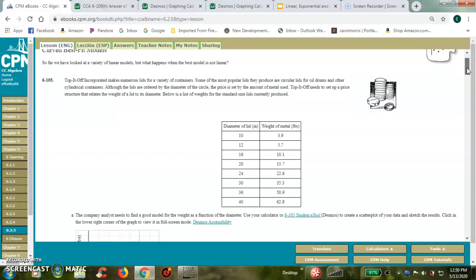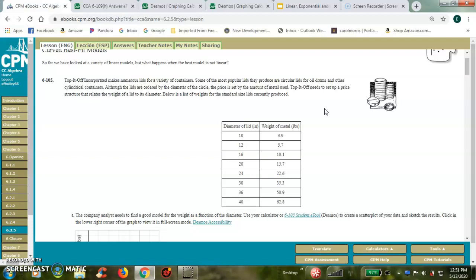So this first problem here is a situation where Top It Off Incorporated is having to make a number of lids for a variety of their containers. So I'll just keep reading this. Some of the most popular lids they produce are circular lids for oil drums and other cylindrical containers. Although the lids are ordered by the diameter of the circle, the price is set by the amount of metal used. All right, so I'm thinking right away we're talking area of a circle. Pi times radius squared. Interesting. All right, Top It Off needs to set up a price structure that relates the weight of the lid to its diameter.